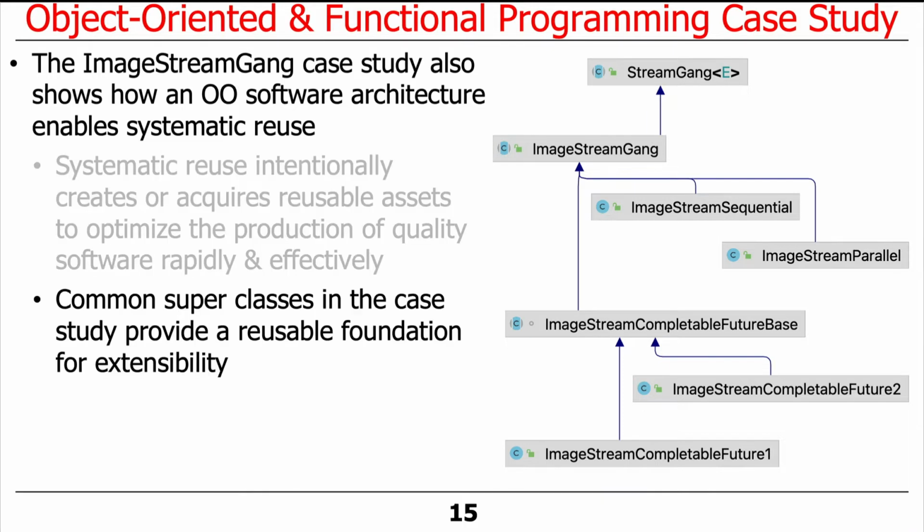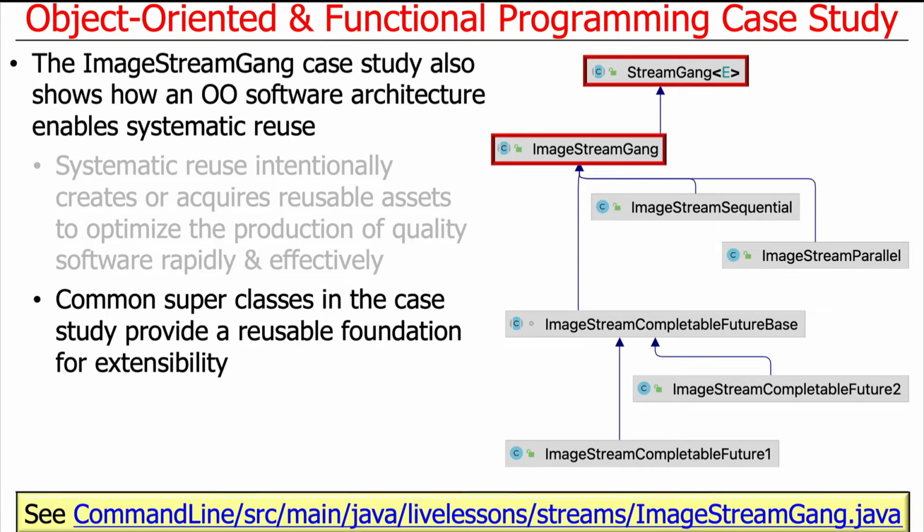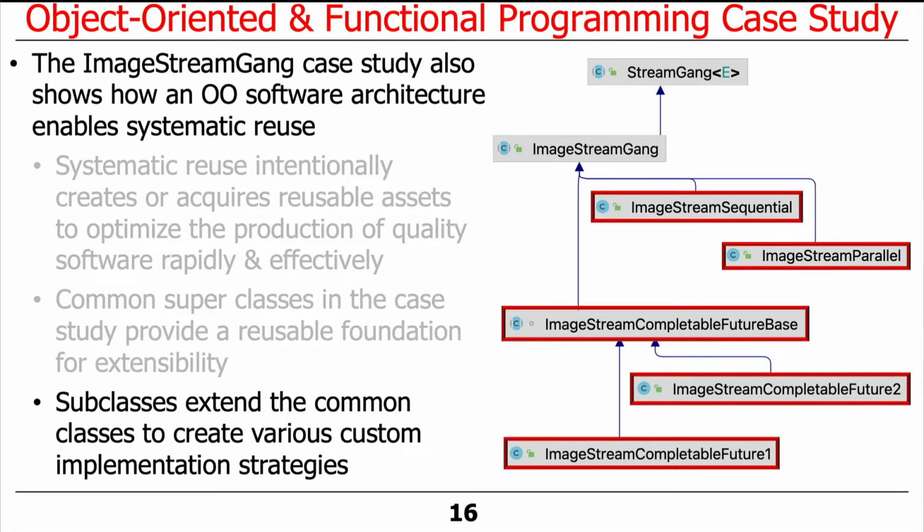For example, the ImageStreamGang case study defines some common superclasses that provide a reusable foundation for extensibility, such as the ImageStreamGang class that extends the StreamGang superclass to use modern Java functional programming features that download a list of images from remote web servers, apply image processing filters to each image, and store the results in files that can be displayed to the user. Subclasses extend these common classes to create various custom implementation strategies.